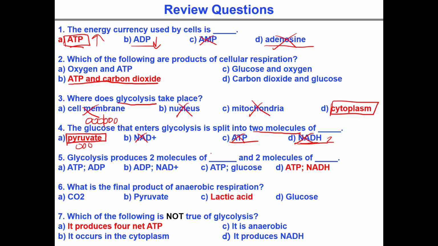Glycolysis produces two molecules of, in this case, ATP, and two molecules of NADH. It is going to be this right here.